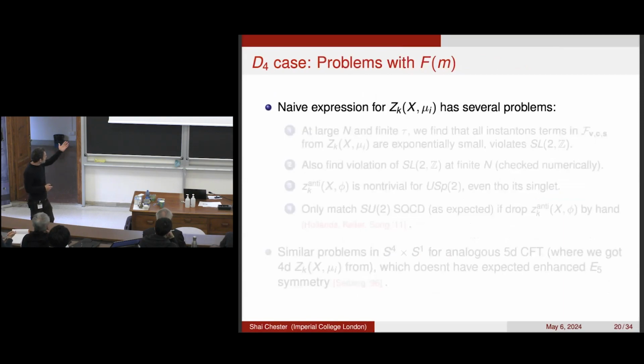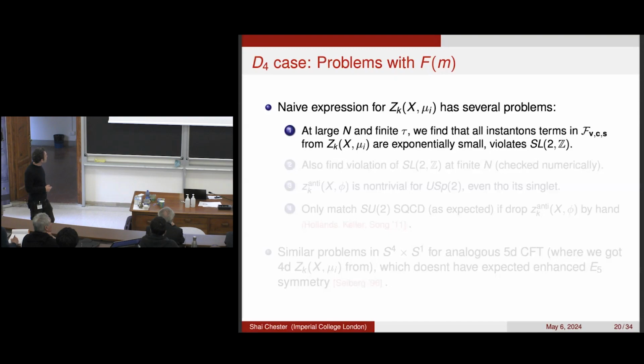And so the naive expression for the Z instanton which Nekrasov wrote down has several problems. First of all, at large n and finite tau, using his naive formula, we would find that all the instanton terms, which would come from the Z instanton, are exponentially small in n. And this just violates SL(2,Z), because then the answer we would get would not be SL(2,Z) covariant as it has to be.